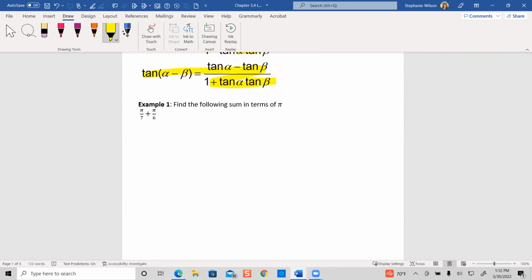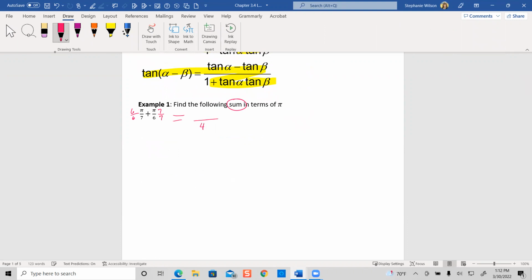It says find the following sum in terms of pi. All right, so what we're going to do is basic math here. We have pi sevenths plus pi sixths, and we want to know what is the sum of it. Well, in order to add fractions, we have to have a least common denominator. And in this case, 7 is prime. So it's just easier to say, okay, if I multiply 7 by 6 and then 6 by 7, then I'm going to get what I need in the denominator that's going to be identical.